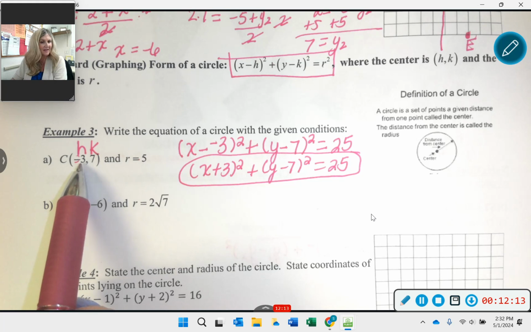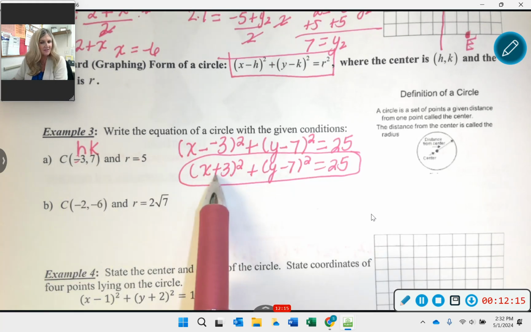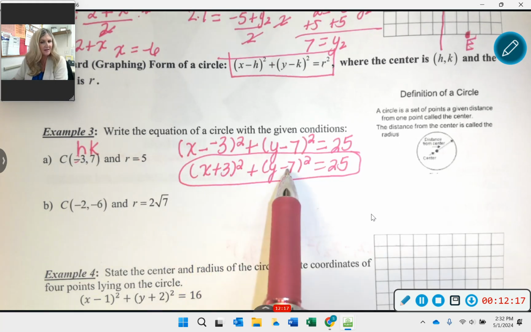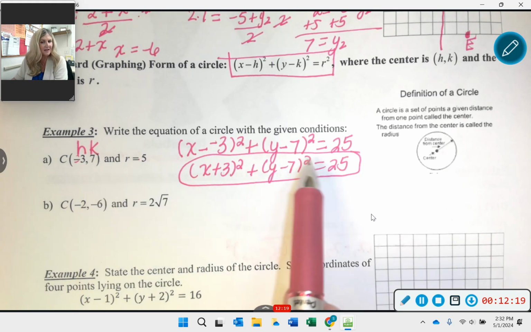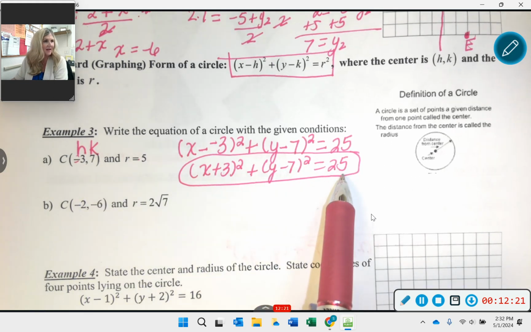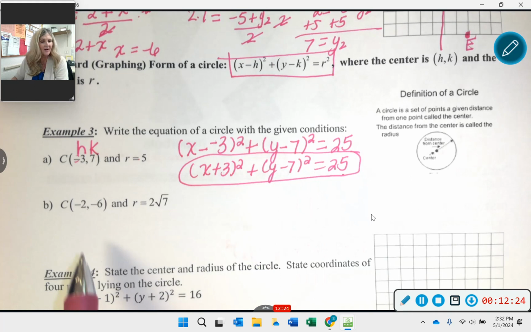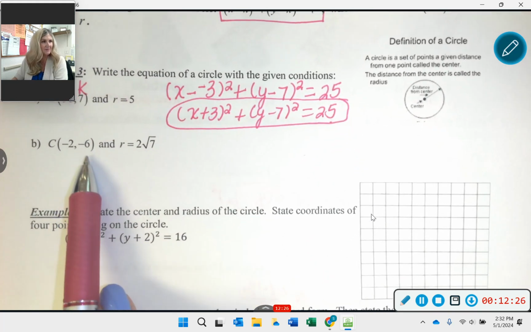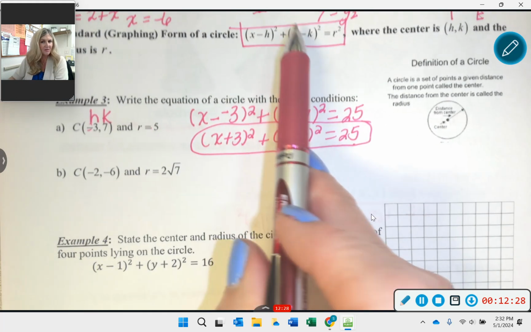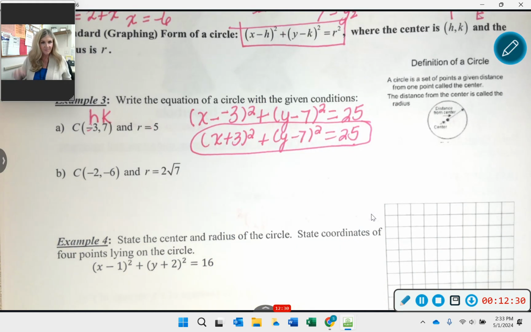The center will be at -3, 7. This is the shift to the left 3. That's going to go up 7. And the radius is always the square root of that. All right, you guys try this one now. See if you can figure it out. Plug it into that formula.